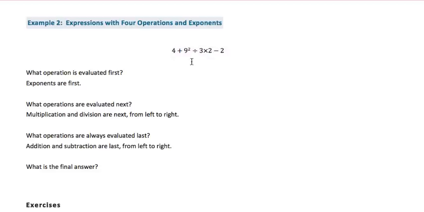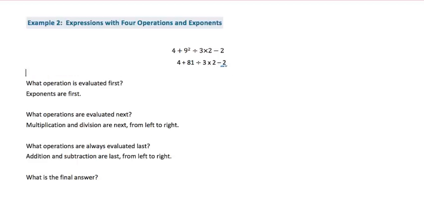All right, so if we then do the problem, the exponent is first. So we have 4 plus 9 squared. 9 squared is 9 times 9, which is 81. And you'll notice that I rewrote the rest of the problem. 4 plus 81 divided by 3 times 2 minus 2.